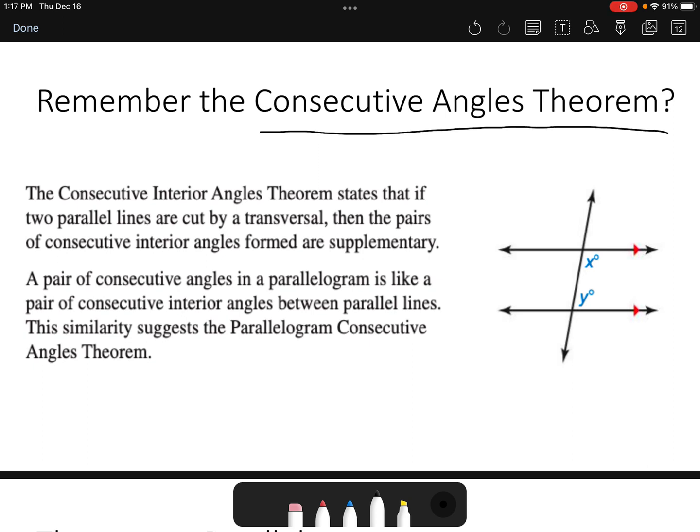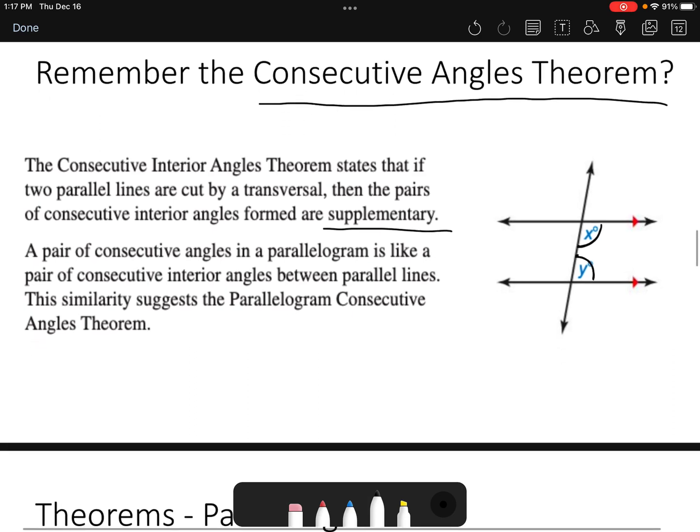Now, remember the consecutive angles theorem? If you don't, that's okay, because here's a picture. Parallel lines cut by a transversal, the consecutive interior angles are what we call supplementary. They add up to 180. And I think you remember that. We also called them same side interior. Well, why is this important with parallelograms?